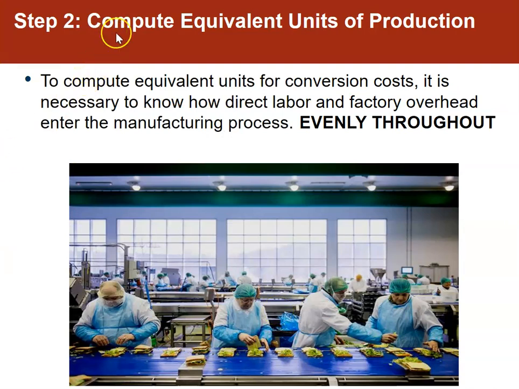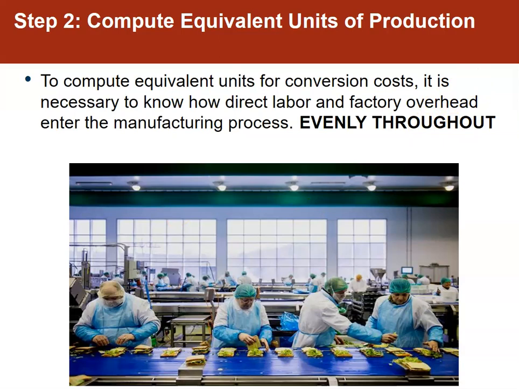Whenever we're going to compute equivalent units of production, we do need to know how direct labor and factory overhead enter the manufacturing process. And for our purposes, we are going to always assume that it is done evenly throughout the process. In other words, most of our examples are just going to give us a percentage as far as conversion costs, which are our direct labor and factory overhead. We're just going to be given a number. For example, ending work in process inventory is going to be 100% complete as to materials, and then 30%, 40%, 60% complete as to conversion cost. So whenever we say evenly throughout here, that's really kind of code for just simply saying that we don't have any oddball calculations that we have to consider.